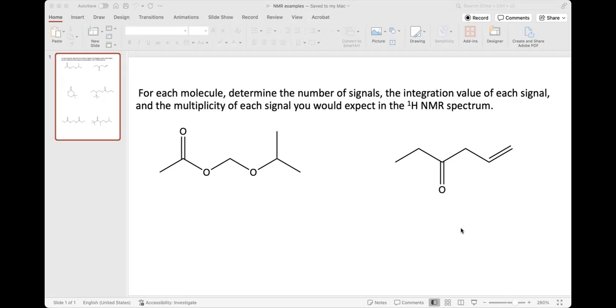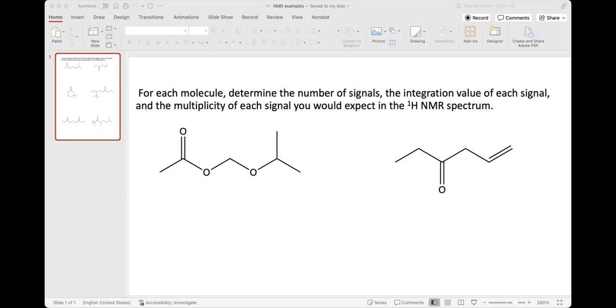So what determines the integration of a signal? Not the resonance structure. Yeah, so Nahom, right. It's the number of hydrogen atoms that are contributing to that signal. So the multiplicity is determined by the number of neighboring hydrogens. The integration is determined by the number of hydrogens that are making that signal.